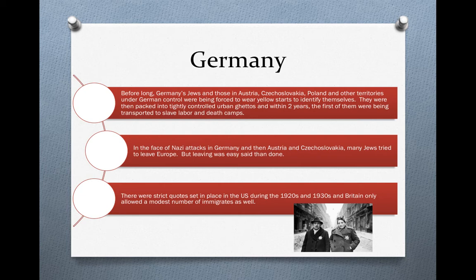Now, before long, the Jews in Germany, and those in Austria, Czechoslovakia, Poland, and other territories under German control were being forced to wear the yellow stars to identify themselves. They were then packed into tightly controlled urban ghettos, and within 2 years, the first of them were being transported to slave labor or death camps. In the face of the Nazi attacks in Germany, and then in Austria, and then in Czechoslovakia, many Jews tried to leave Europe, but leaving Europe was more easily said than done. There were strict quotas set in place in the United States during the 1920s, remember the quota system, and the 1930s, and Britain only allowed a modest number of immigrants as well.